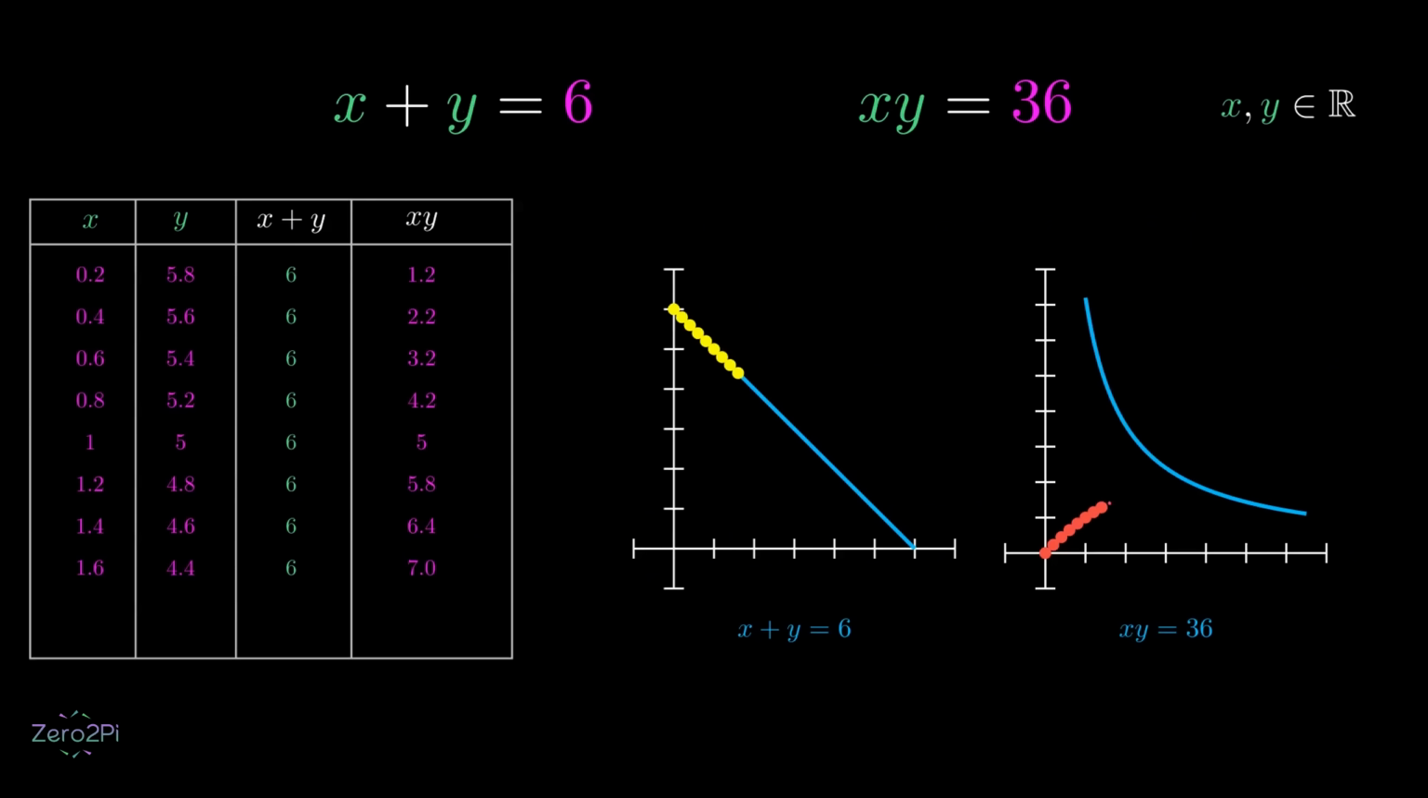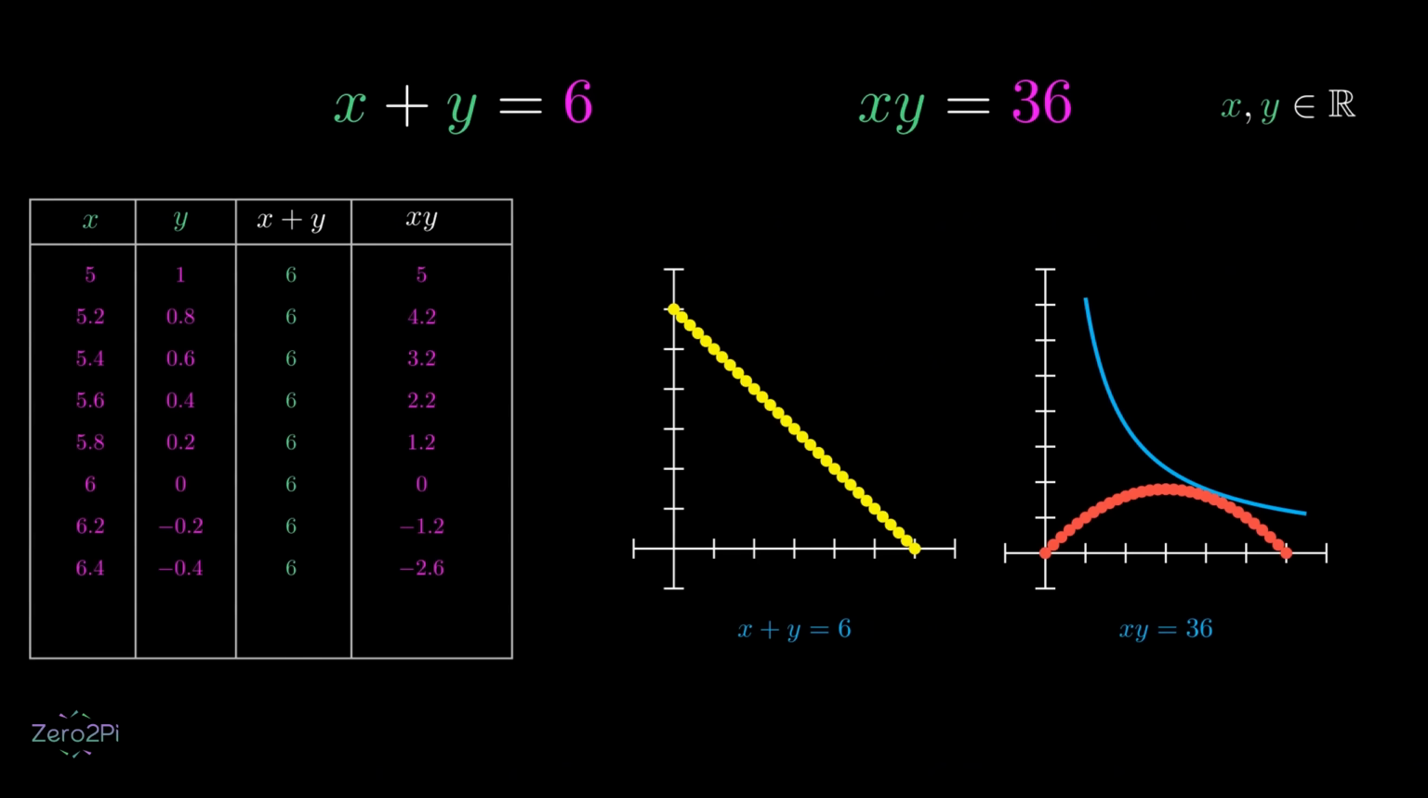And you can see the yellow dots landing perfectly on the line. That's good. But look at the red dots on the other graph. They're making this weird curve, and they're completely missing the hyperbola. The x into y value is never 36.